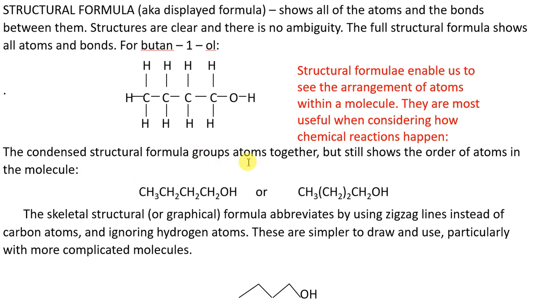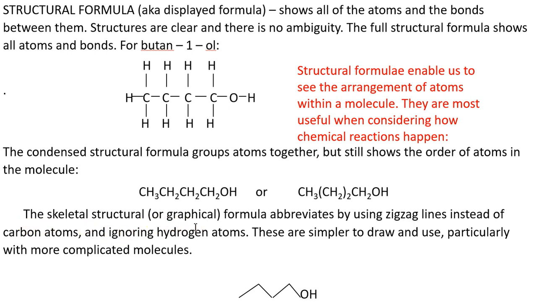Condensed structural formula groups atoms together but still shows the order of atoms in the molecule. Here I've got my 1-bromobutane again, bonds not shown. Or I could represent it as CH3 and then CH2 twice with CH2OH at the end.